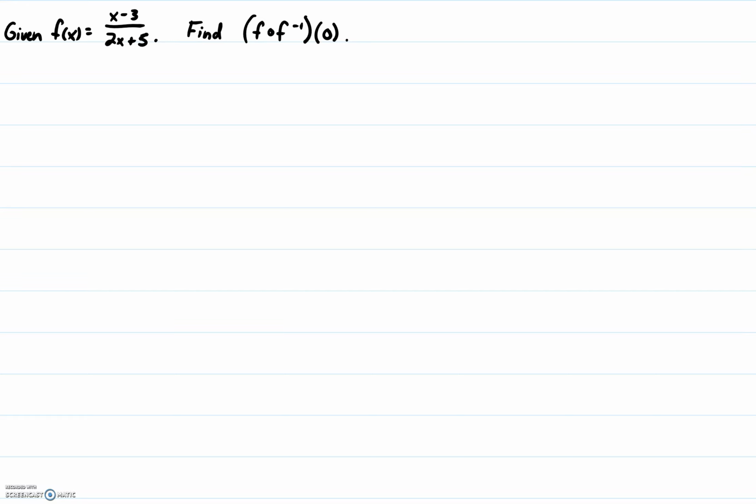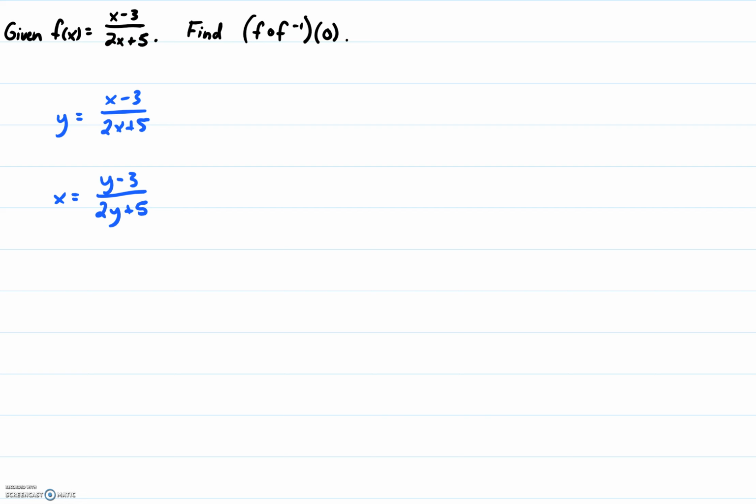So finding the inverse of f of x, the first thing we're going to do is replace f of x with y. So we're going to rewrite this as y is equal to (x minus 3) over (2x plus 5). And then the second step is to switch all of your x's to y's and switch all of your y's to x's. And so when we do that, we're going to have x is equal to (y minus 3) over (2 times y plus 5). And then the next step is we need to solve for y.